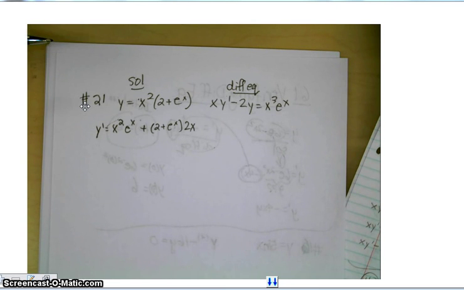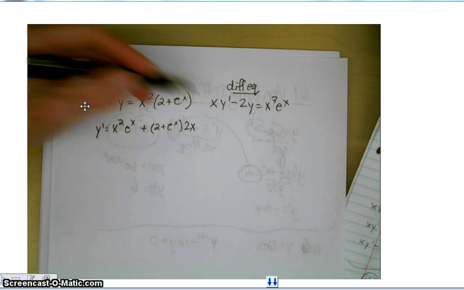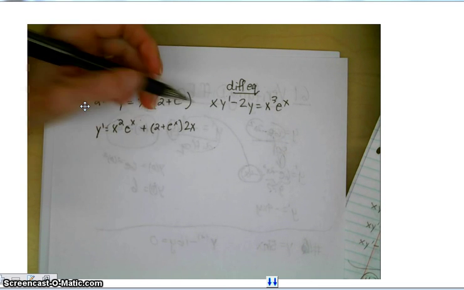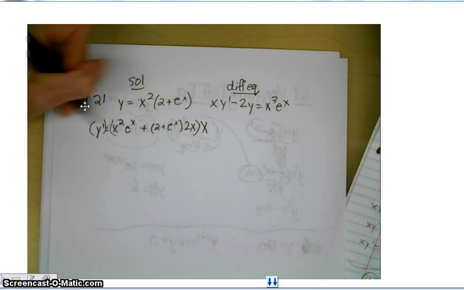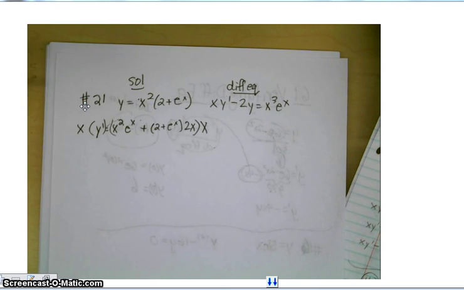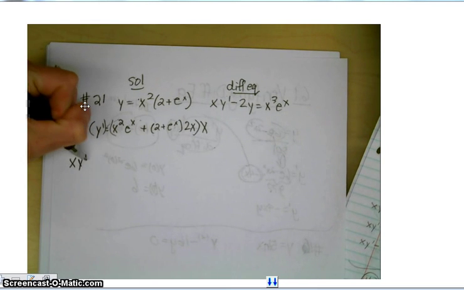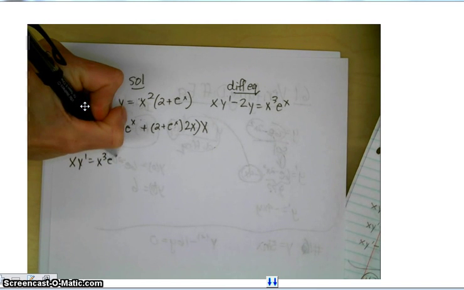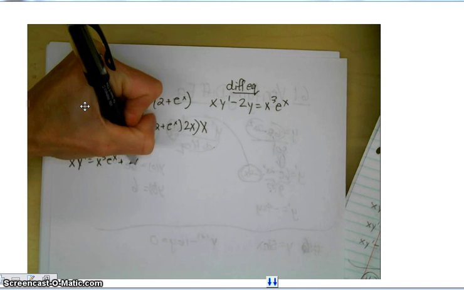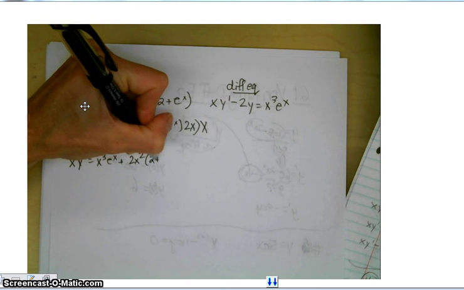So what I notice is I'm going to multiply both sides by x. I notice that my y prime is multiplied by x, so I'm just going to take both sides of my entire equation and multiply it by x. That's a perfectly legal move. So now I'm going to have the xy prime. I'm going to distribute this x, and so I'll have x cubed e to the x plus 2x squared times 2 plus e to the x.